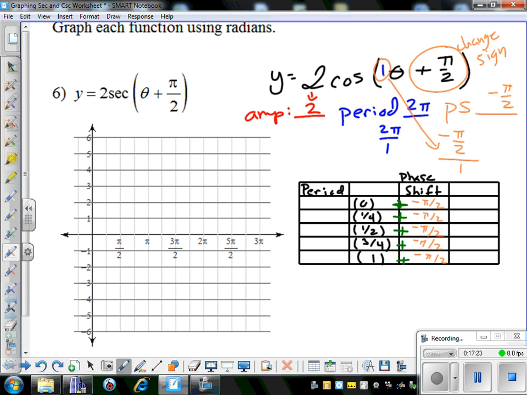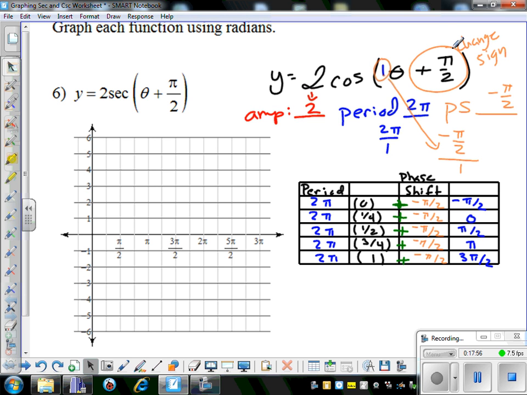Now our phase shift, or our period, is 2 pi. So now, working through the table, I'm just going to go ahead and write down what it all equals. When you multiply this out and you work it out, we're going to get negative pi divided by 2, 0, pi divided by 2, pi, and 3 pi divided by 2. Now, how did I get that?